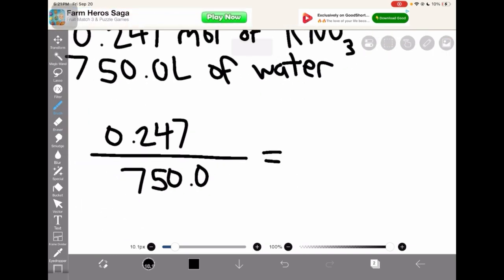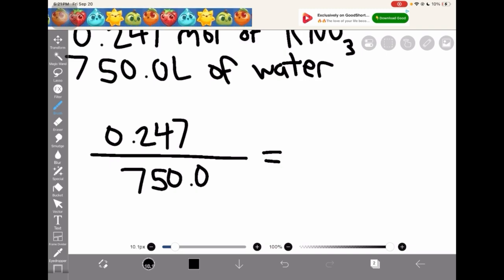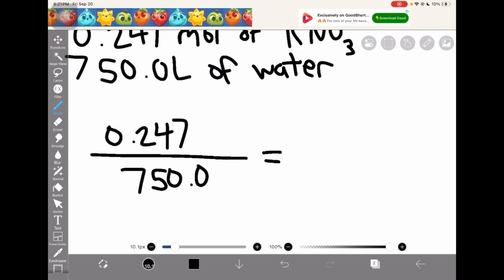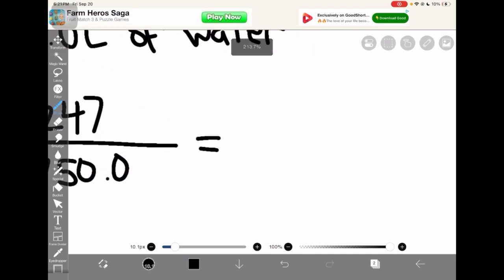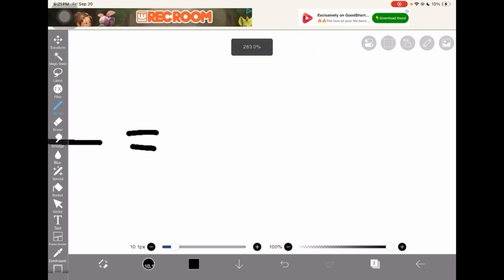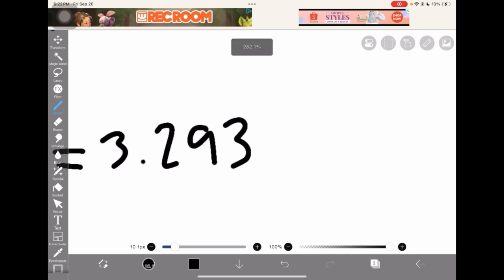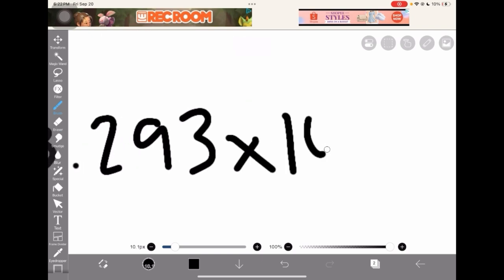Now you're just gonna plug it into your calculator, and if you put it in the scientific calculator, it actually shows it in scientific notation. So I'm just gonna review on your scientific notation. You put it here, it's going to be 3.293, about like that, and then times 10 to the negative 4th.